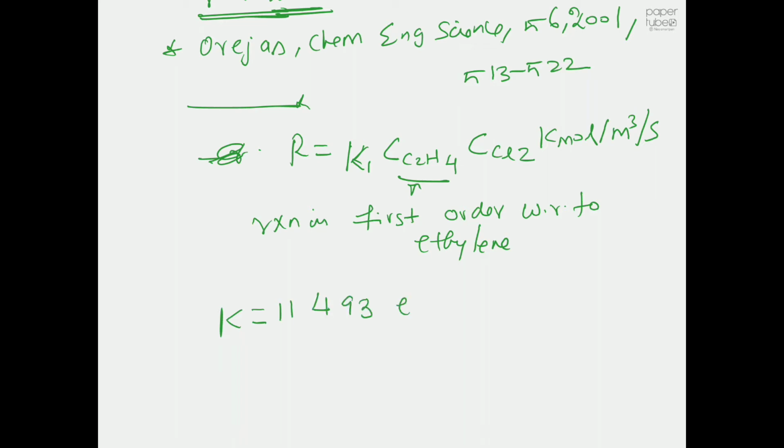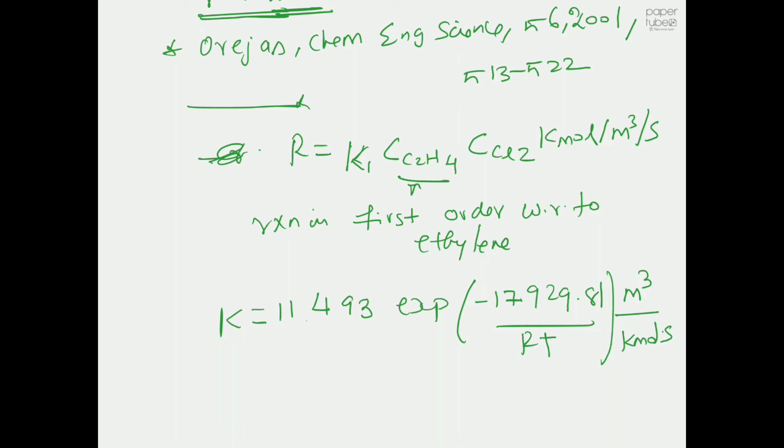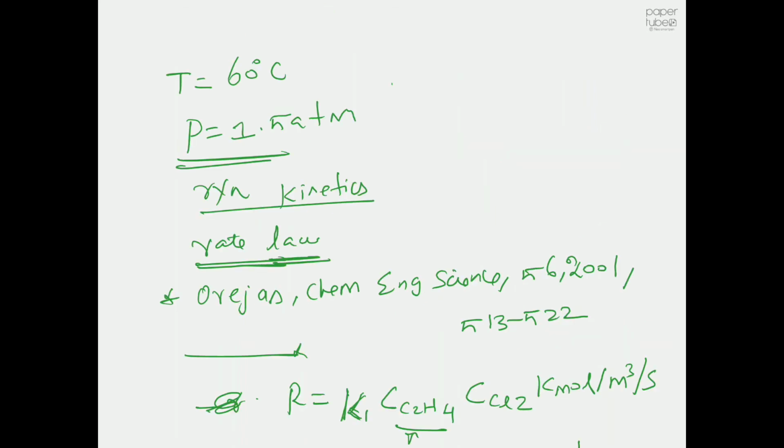11493 exponential of minus 17929.81 divided by RT. And the units, always pay attention to the units: meter cubed per kilomole per second, and this 17929.81 is in joules. So that's your activation energy, and this is your pre-exponential factor. So the kinetic constant follows the Arrhenius expression. These are the information that we need.